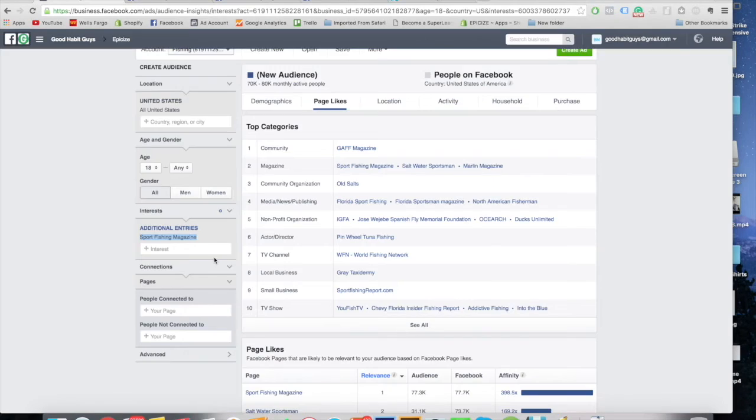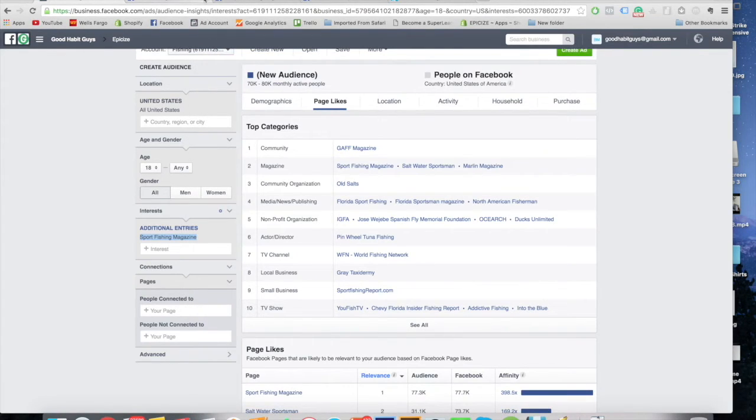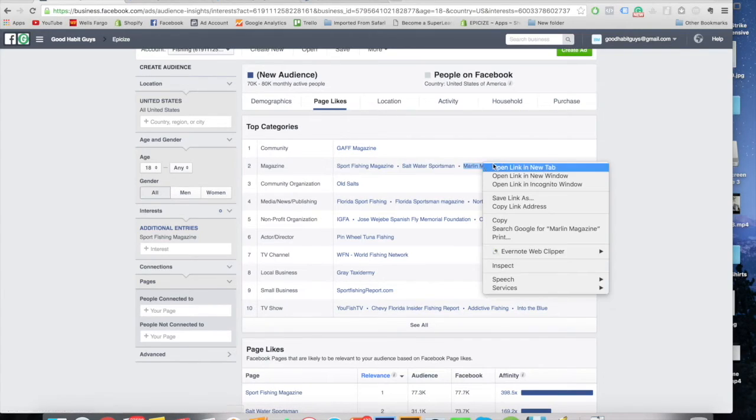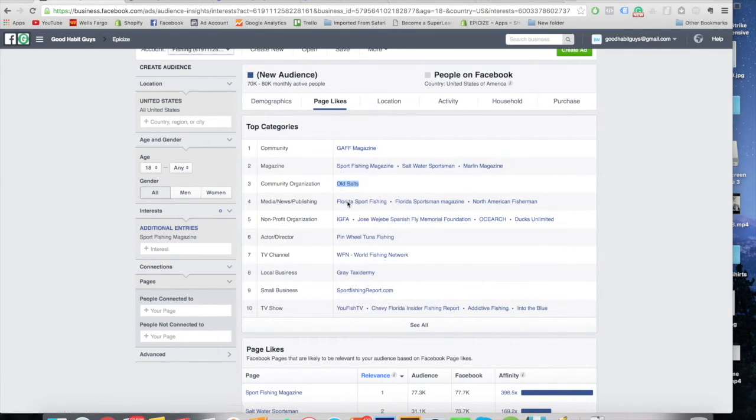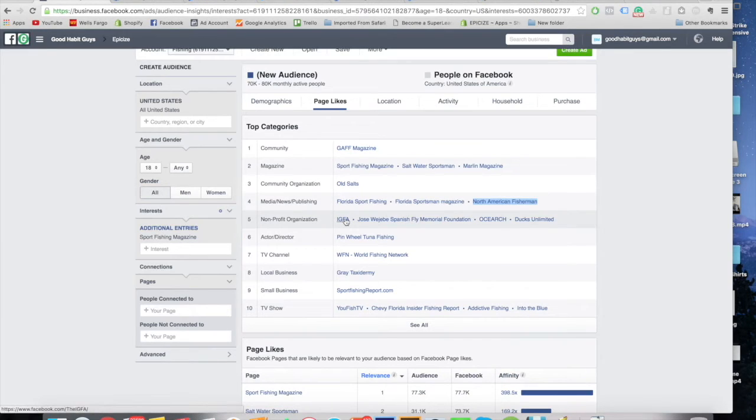Anyway, so we're going to put that under magazine subscription, Sport Fishing Magazine. Excellent. Now, here's another thing that I usually like to do. After I find a good audience, I start to check what we have here, because some of these, at least, are going to be interests as well. Some of them not, but most of them are. So I'm just going to start to open a lot of them. First of all, I want to be sure that what I'm checking in the interests is related to fishing.